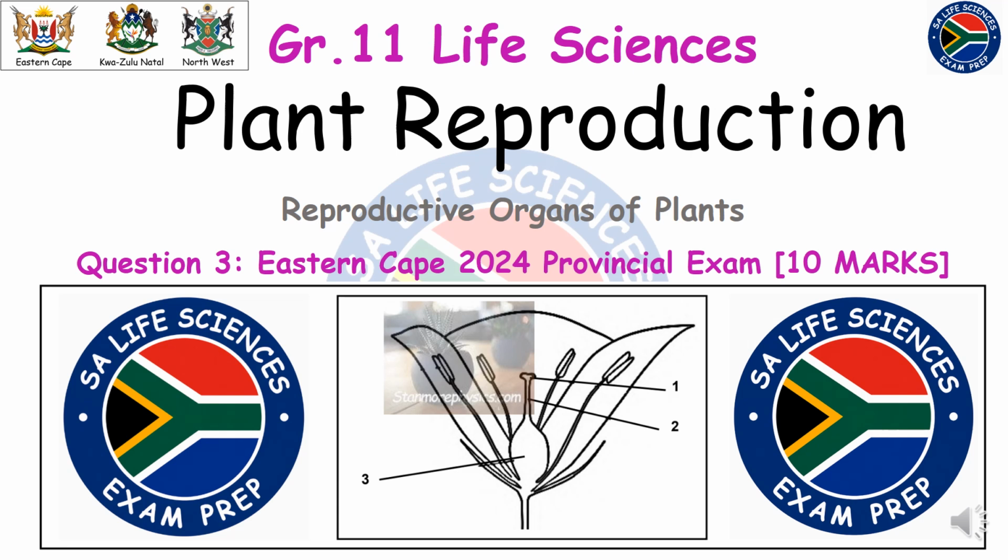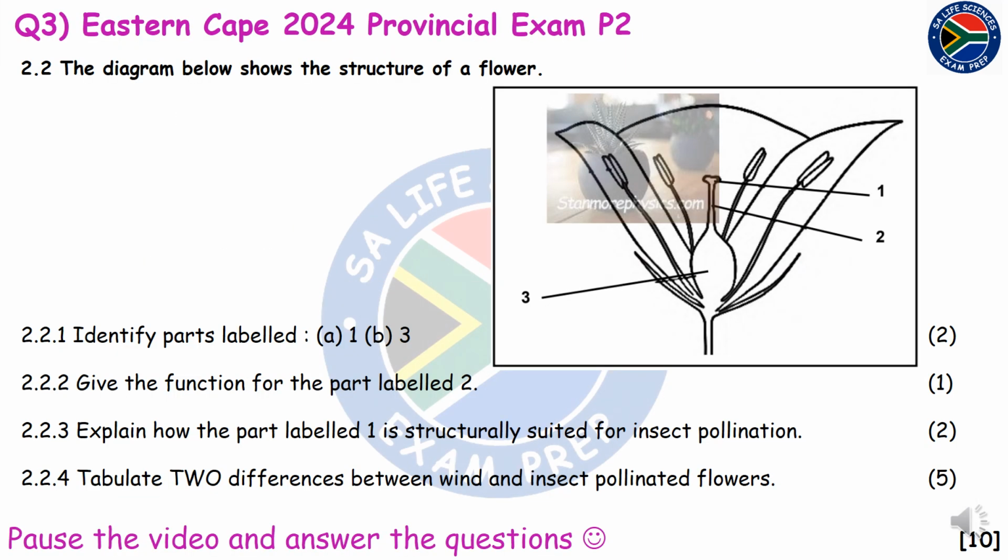In this video, we'll be working through a question from the Eastern Cape 2024 Provincial exam. This question is worth 10 marks. Question 2.2 gives us a diagram showing the structure of a flower. So let's go through the given labels.